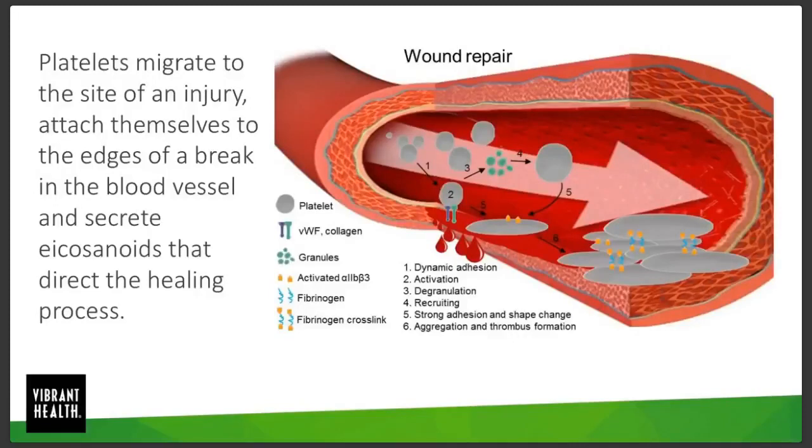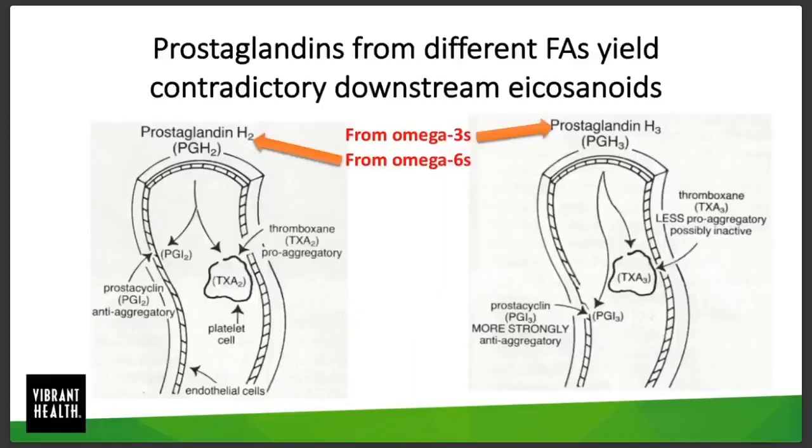Both the prostacyclin manufactured by the endothelial cells and the thromboxane produced by the platelet cells are made from either of two specific prostaglandins, yet another icosanoid. The two prostaglandins that can be used by the endothelial cells and the platelets to make prostacyclin and thromboxane respectively are called prostaglandin H3 or PGH3, which is made from omega-3 fatty acids, and prostaglandin H2 or PGH2, which is made from omega-6 fatty acids. Fatty acids beget prostaglandins, who beget prostacyclins and thromboxanes.